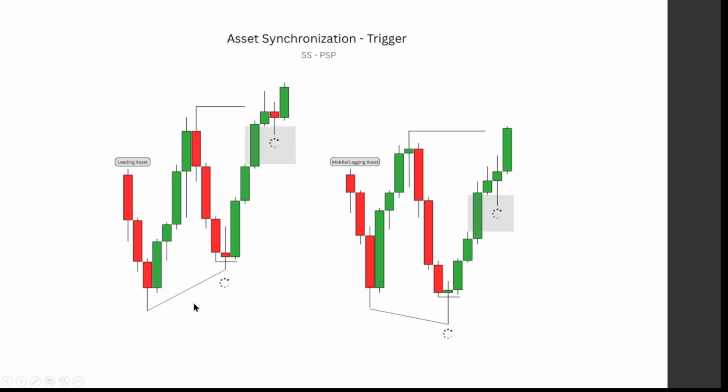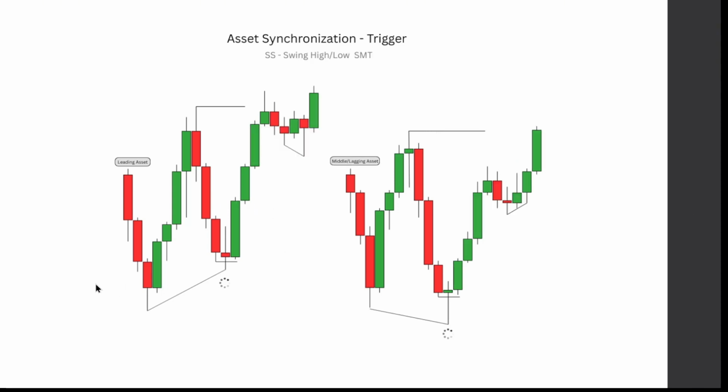Even though it's supposed to be the stronger asset, it changes into the weaker asset by forming a bearish candle, whilst the other one in the middle, or the lagging asset, trades into that gap, forming a bullish candle as its precision swing point to gain strength to get to that high and break the SMT.